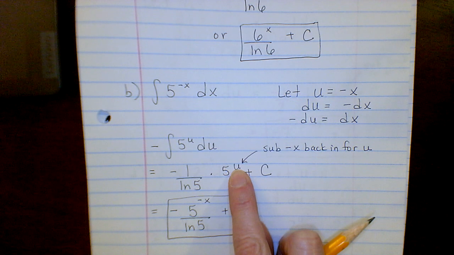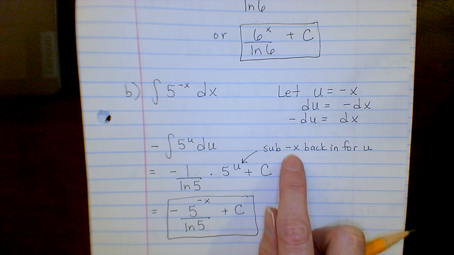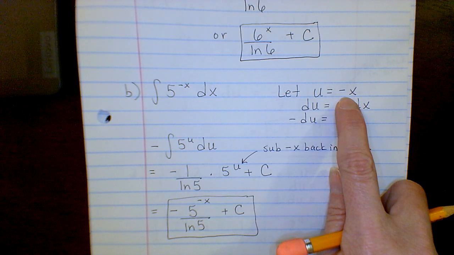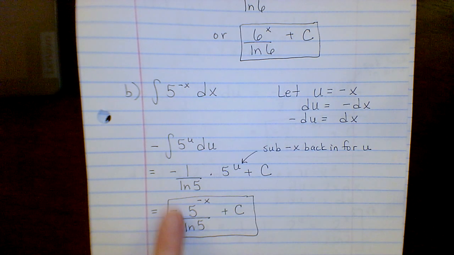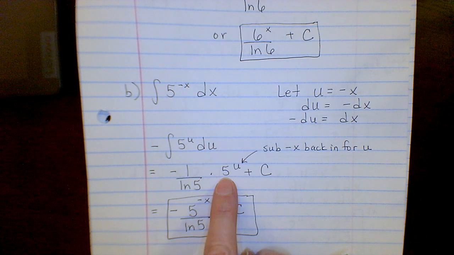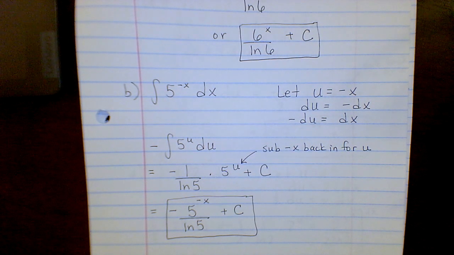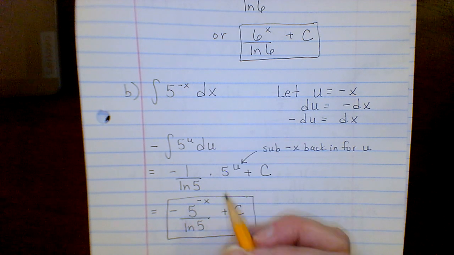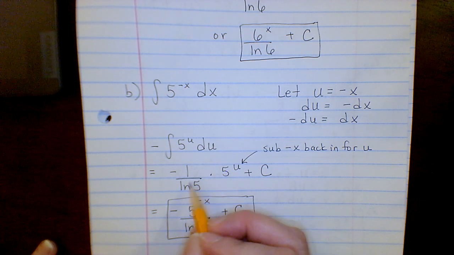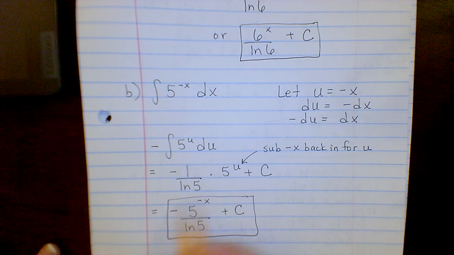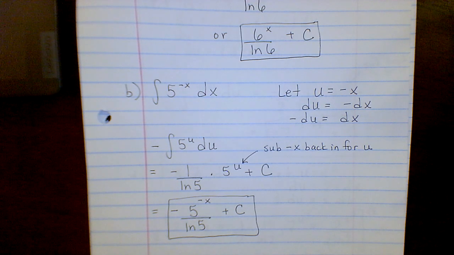I'm going to substitute back in for u. You don't want to forget that. I'm going to substitute negative x, because that's what I let u equal. And so that'll be negative right here, 5 to the negative x over ln 5 plus c. It's really up to you. If you're more comfortable having these split apart into two things, you can. If you're more comfortable having those together, that's cool too. I'm not picky.